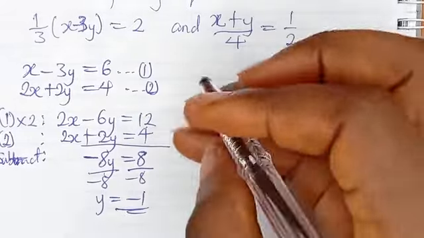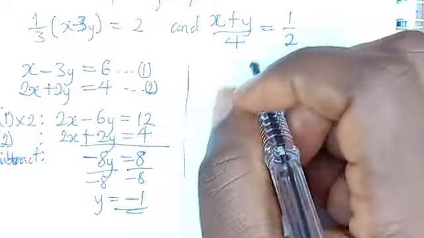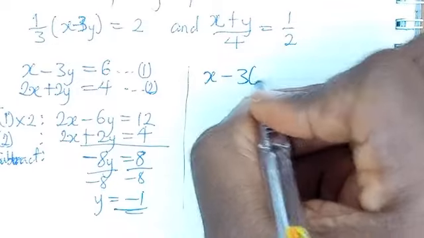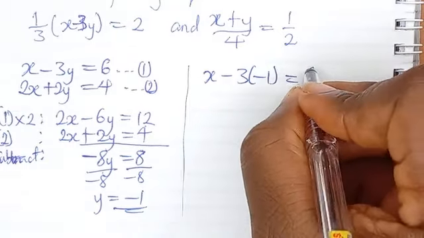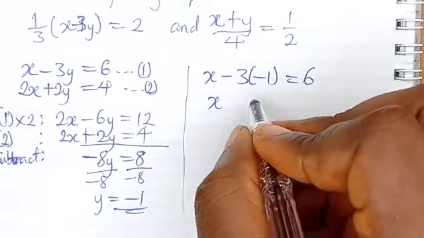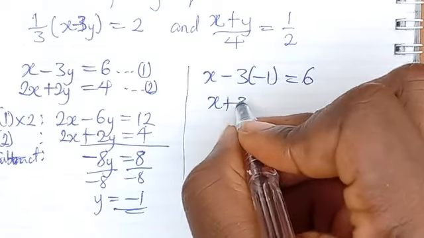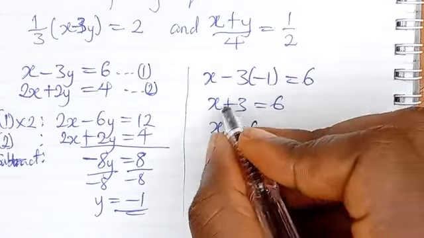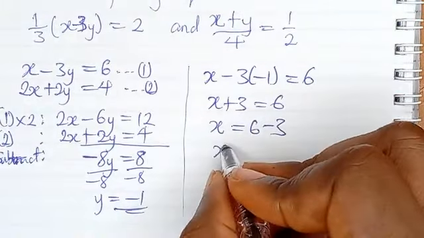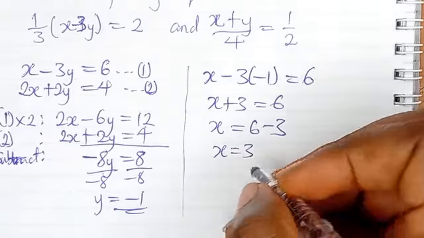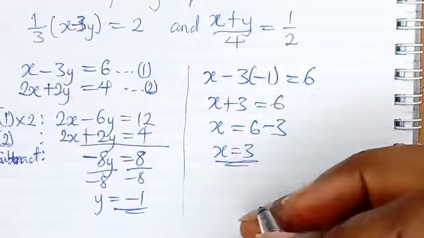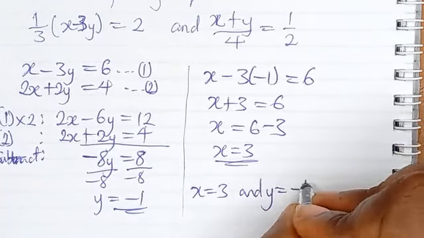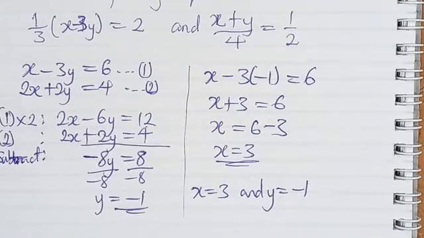Now, we can solve for x. We have to substitute into any of the equations. Let me pick equation 1. We have that x minus 3 times negative 1, which is y, equal to 6. So x minus 3 times minus 1, which is plus 3, equal to 6. We collect like terms. Plus 3 crosses over to become minus 3. Therefore, x is equal to 6 minus 3, which is 3. So what satisfies the given equations is that x is equal to 3 and y is equal to negative 1. You can substitute that and confirm.